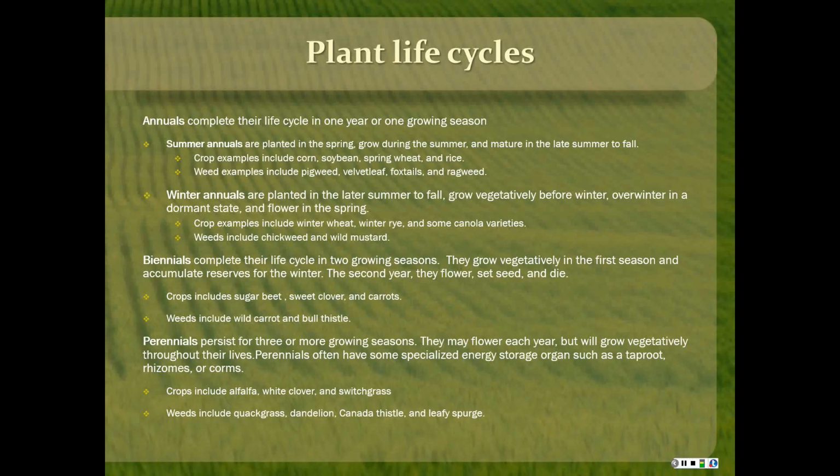And so it's important to kind of know what the life cycle of your crop is, as well as some of the weeds that you might be trying to control.